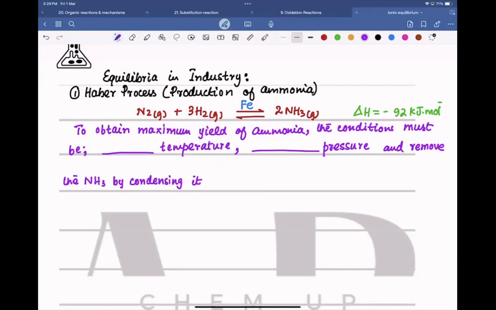No one of you is revising the things, right? See, here we have 2 moles of gases and here we have 4 moles of gases. So when we increase the pressure, equilibrium shifts in the direction where there are fewer moles of gases. And if we decrease the pressure, equilibrium shifts in the direction where there are more moles of gases. There are fewer moles on the product side and we need a higher product, so we need to maintain high pressure.